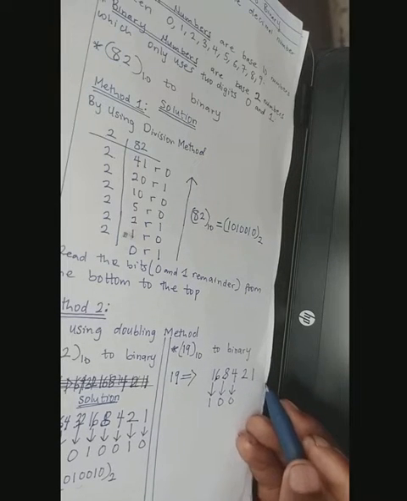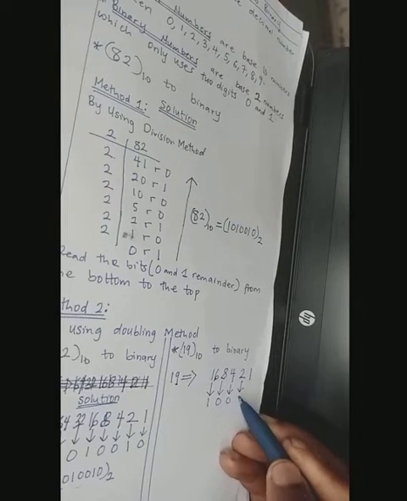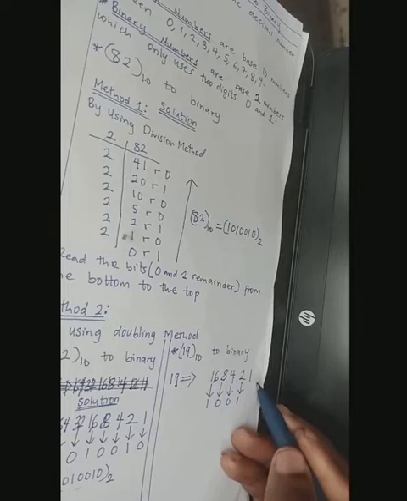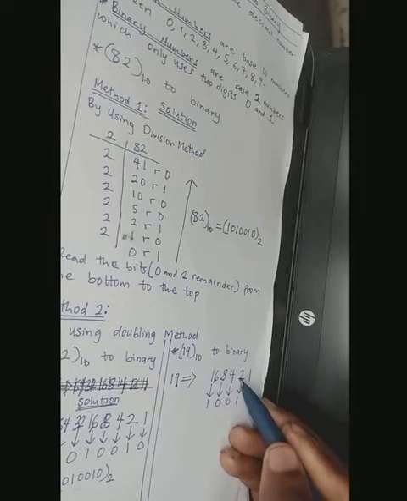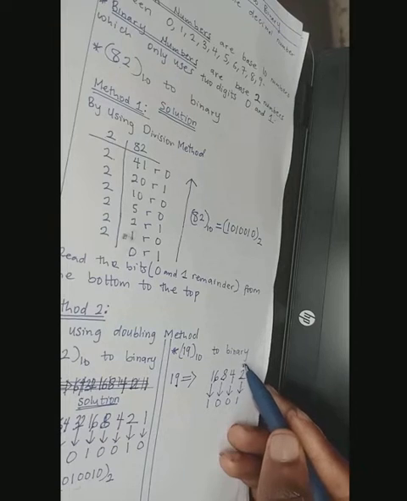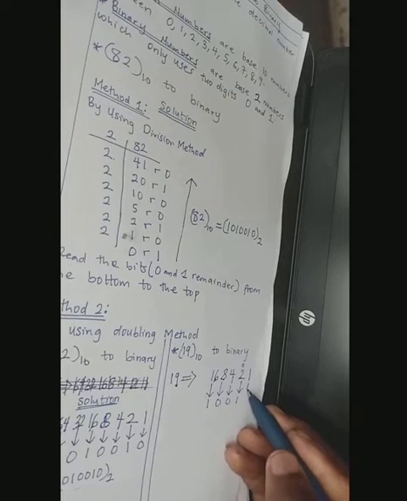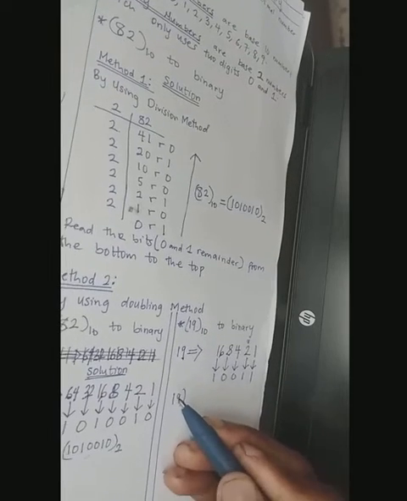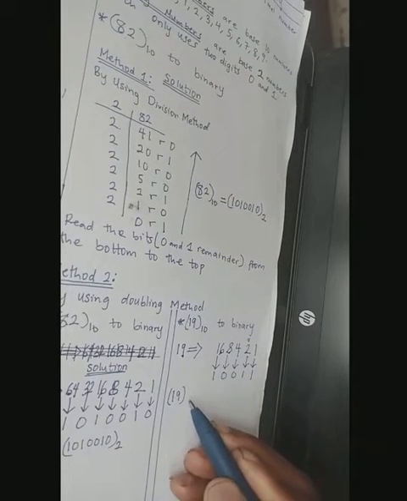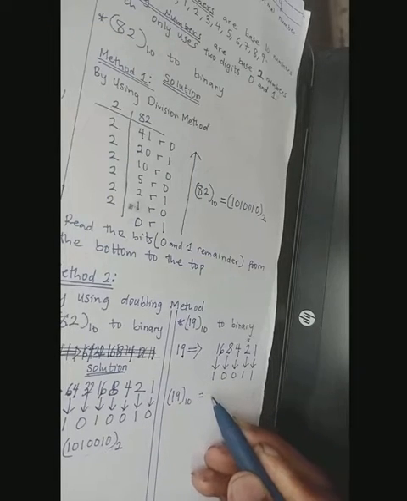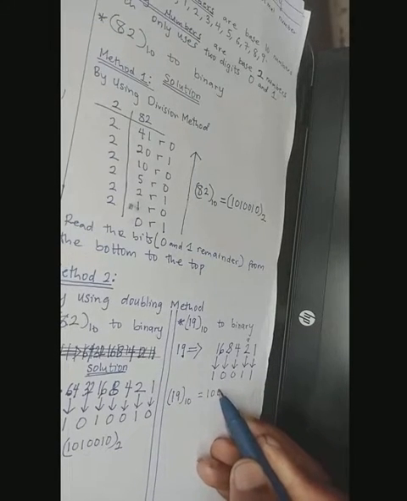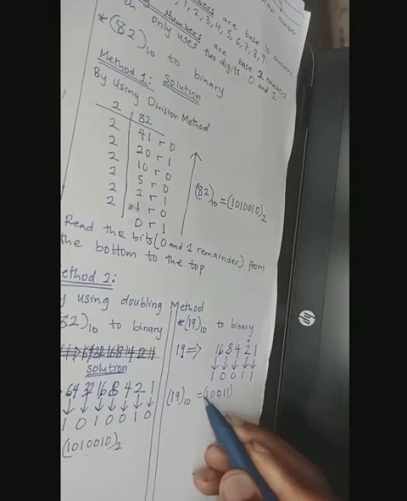16 plus 2 will actually give us 18. 18 is less than 19, so we will represent it as 1. So 16 plus 2 gives us 18. 18 plus 1 will give us 19. So this simply means we also represent this one as 1. So this simply shows that 19 in base 10 equals 10011 in base 2.